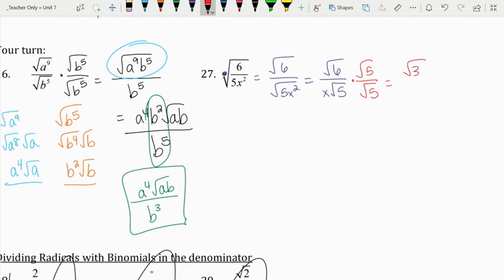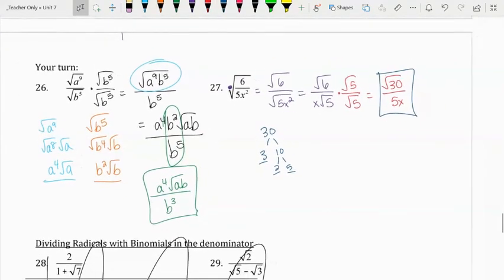So we get the square root of 30 over 5x, because root 5 times root 5 is 5. And if we take 30 and try to break it down, 3 times 10, 2 times 5, there are no pairs, so it has to stay just like that. Right? And that's the focus of today.